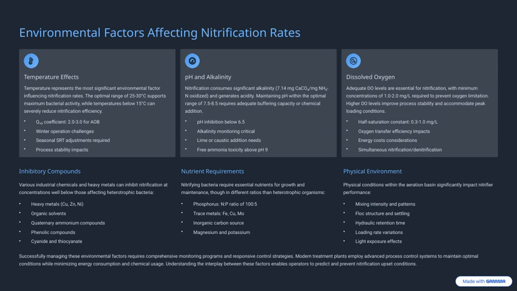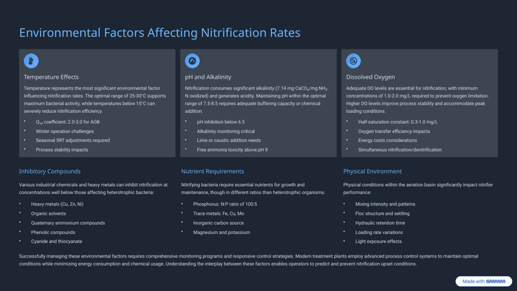Moving on, pH and alkalinity are also vital. Nitrification consumes significant alkalinity, about 7.14 milligrams of CaCO3 per milligram of ammonia oxidized, and produces acidity. If pH drops below 6.5, nitrification can become inhibited. That's why maintaining pH within the optimal range of 7.5 to 8.5 is so important, often by adding buffering chemicals like lime or caustic soda. Keep in mind, free ammonia becomes toxic above pH 9. So controlling pH is essential not just for efficiency, but also for preventing toxicity.